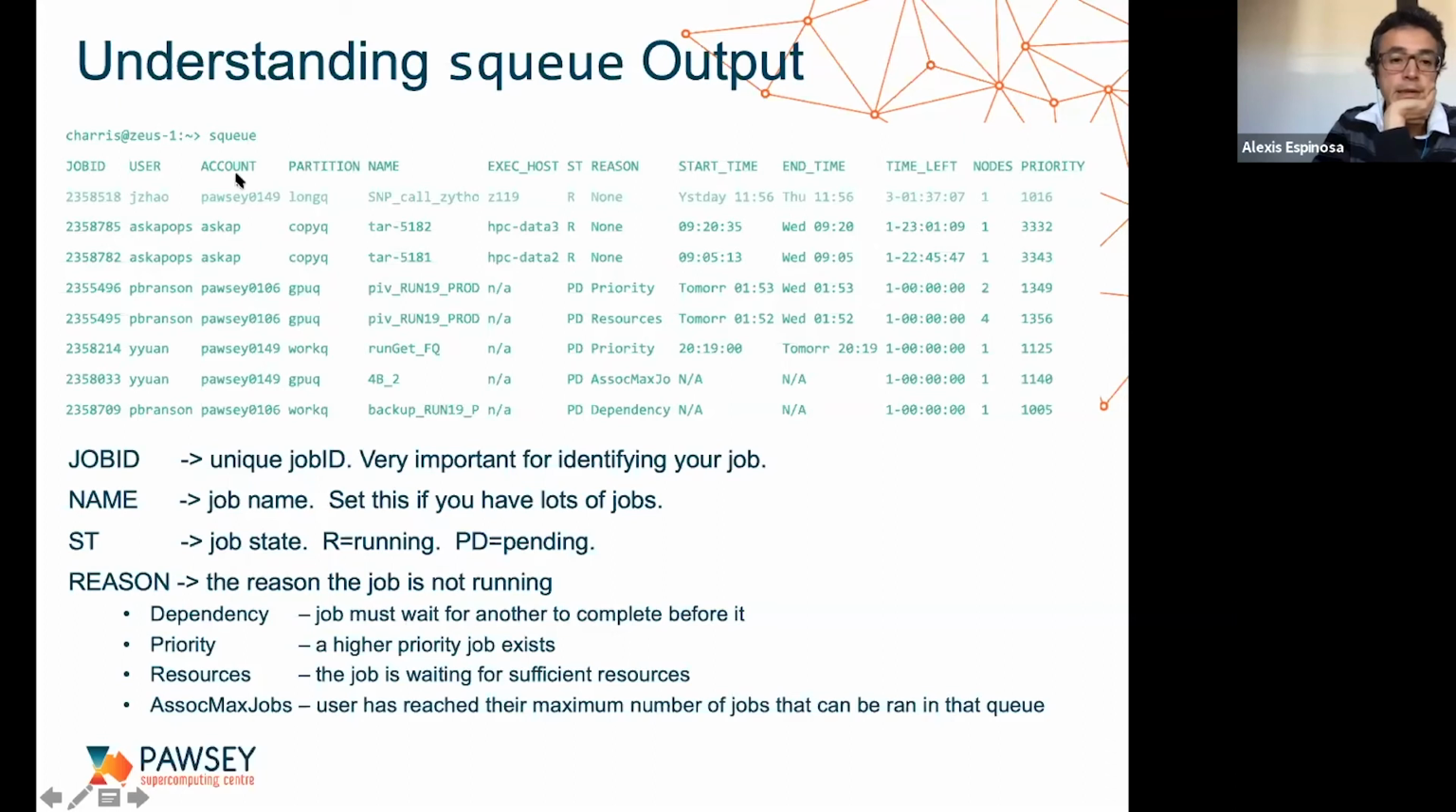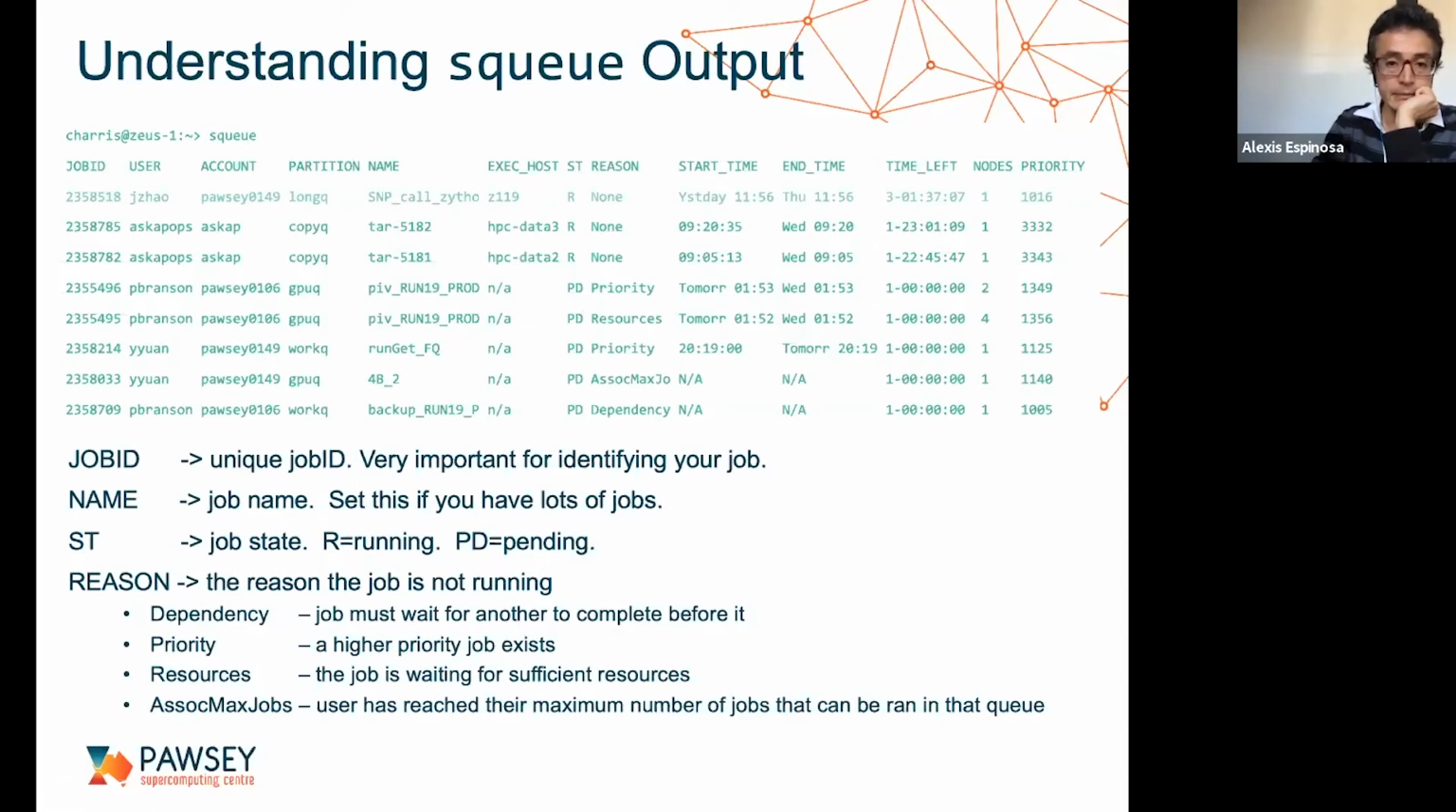Then who is the user, and which is the account, or the project, that is going to be charged by this usage. Your project has been given a certain amount of time, units of usage. That is the project that is being accounted for that usage. Then on which partition the job is being submitted, and the name of the job. This ST column is very important. R means running. PD means pending. So these 3 jobs are running, the rest are pending. For a running job there is no reason; the reason column is basically the reason why it is not running.